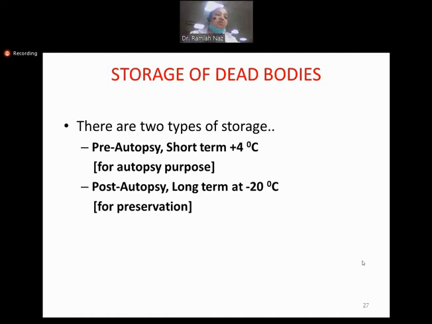So we usually keep the body at 4 degrees centigrade for a while, before the autopsy is performed. After performing the autopsy, you can keep the body until the time of disposal. You can take it down to -20 degrees centigrade. You can preserve the body up to that temperature.